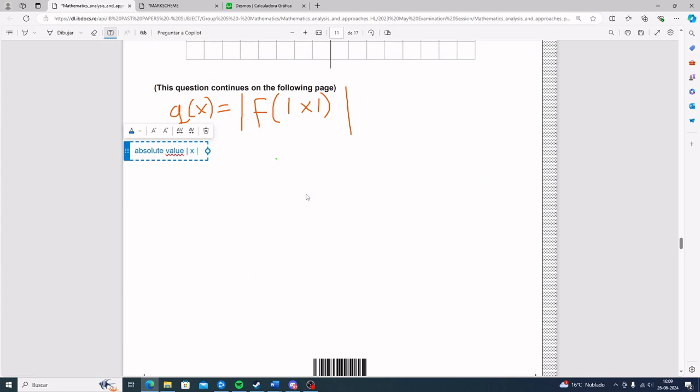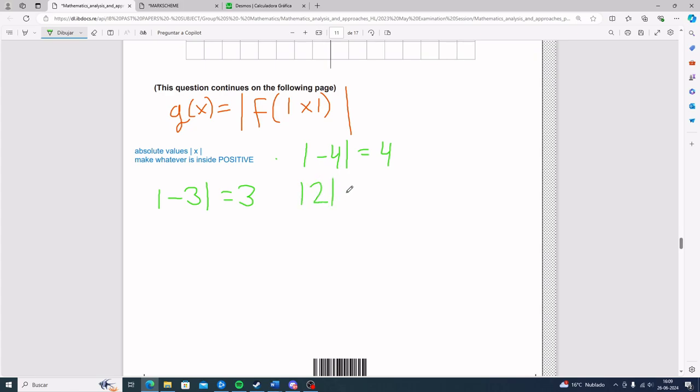Now, what's the cool thing about absolute values? Absolute values, which look like that, make whatever is inside positive. So if you ever have, for example, the absolute value of -4, your answer is just going to be 4. The absolute value of -3 is 3. The absolute value of 2 stays as 2. So stick to the intuition that absolute values make whatever is inside positive.